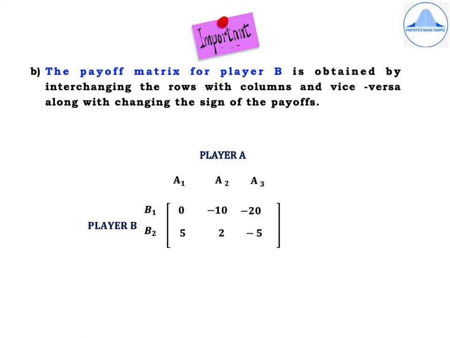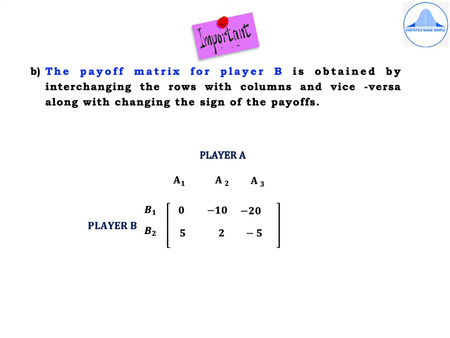In subdivision, we have to write the payoff matrix for player B. Now, how do we obtain the payoff matrix for player B is you have to interchange the rows with the columns and vice versa along with changing the sign of the payoffs. Okay, so the rows will now be the strategies of player B. So we have to write player B, the two strategies B1 and B2, and player A along with his strategies A1, A2, A3 are written as the columns.